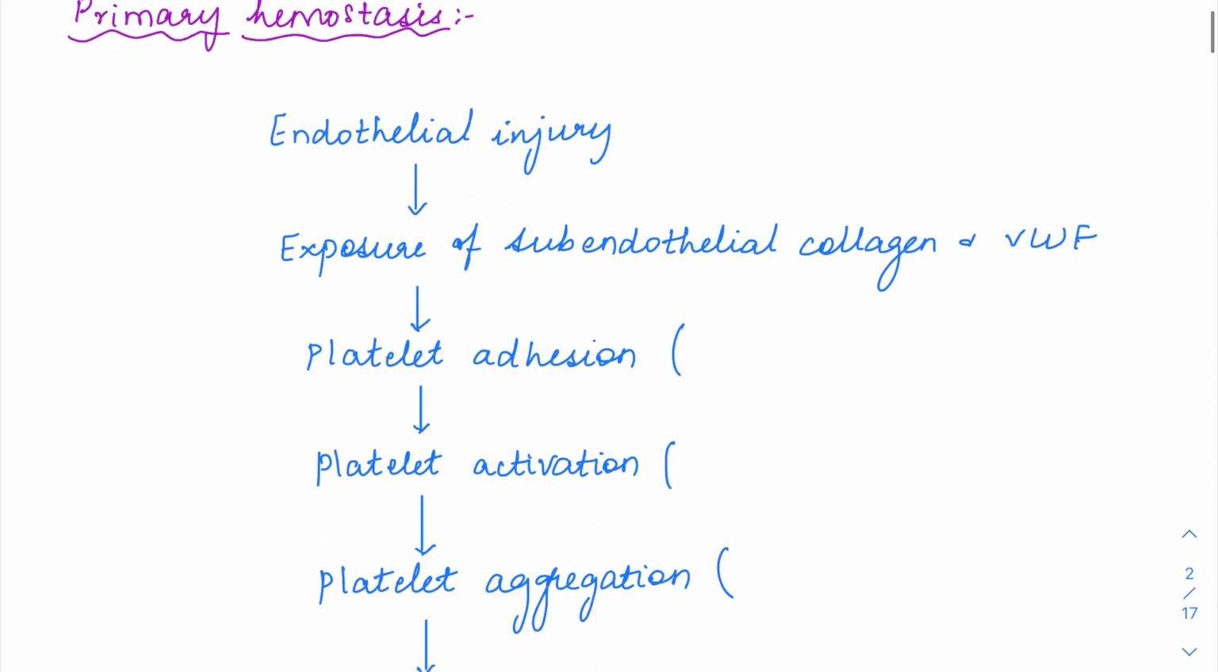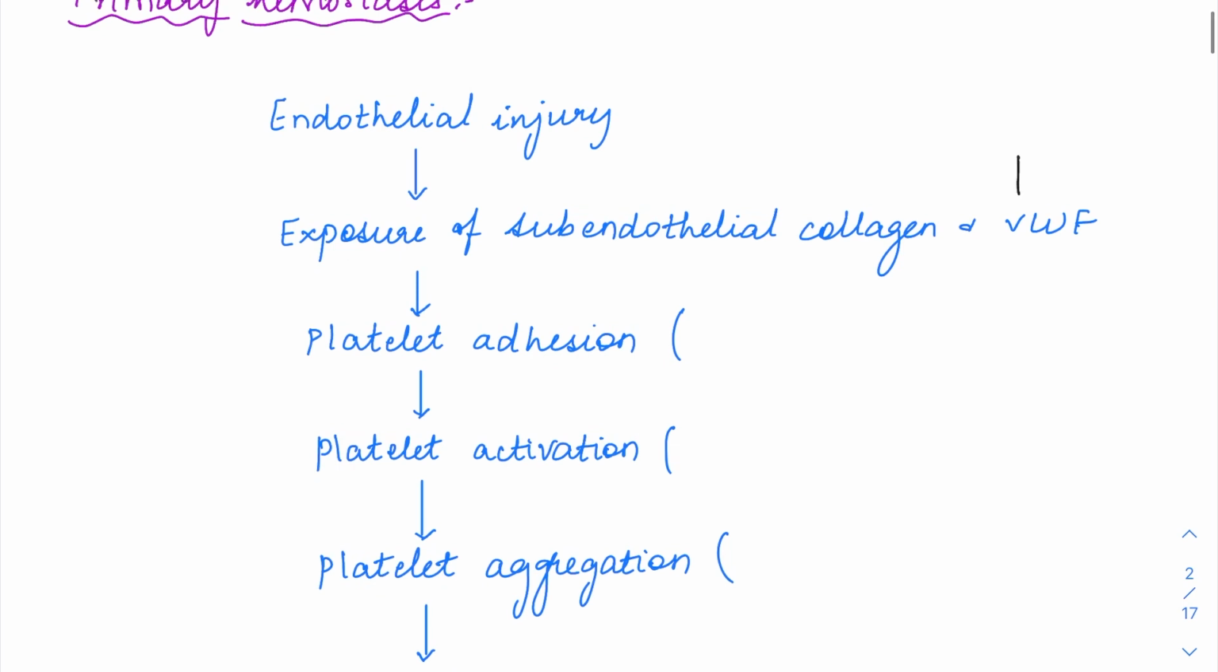Whenever there is an endothelial injury, a vessel injury, the subendothelial collagen is going to get exposed. In the subendothelial location, we also have the von Willebrand factor. Von Willebrand factor is normally present in the endothelium, especially in the Weibel-Palade bodies. So Weibel-Palade bodies are the normal location of von Willebrand factor. From these Weibel-Palade bodies, the von Willebrand factor is secreted into the plasma, and it also comes and rests onto the subendothelial location.